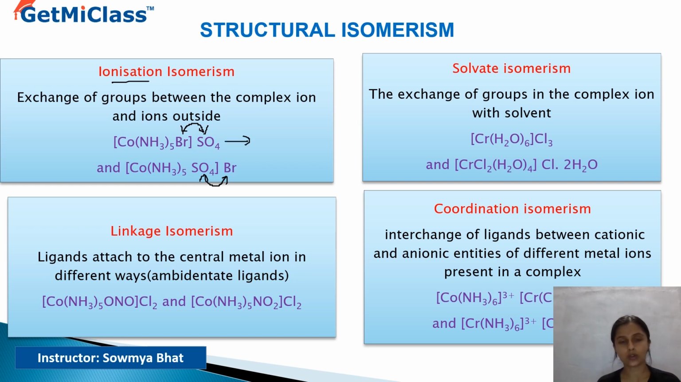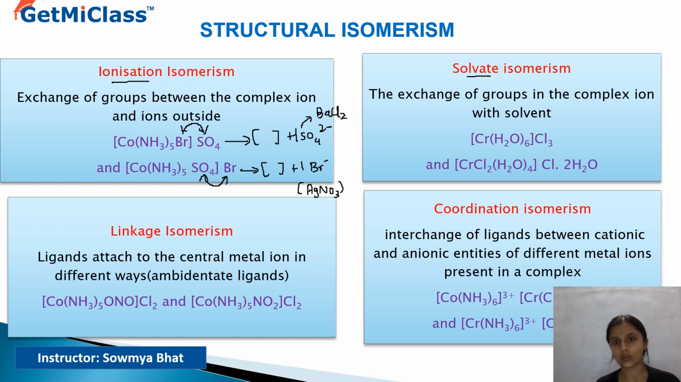If you ionize the first, you are going to get the complex along with the sulfate ion. If you ionize the other, you are going to get the complex ion along with the bromide ion. So this is going to answer the silver nitrate test. Since one bromine is outside, it is going to react with AgNO3 to give 1 mole of AgBr, and the other is going to answer the barium chloride test. So this is how you can differentiate between the ionization isomers.